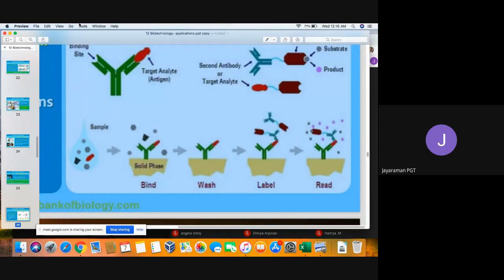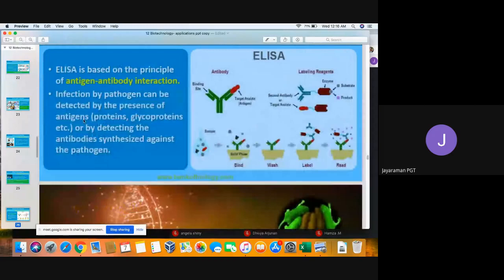Infection by a pathogen can be detected by the presence of antigens. That is the main concept. The concept is known as an antigen-antibody reaction. Proteins or glycoproteins or any other things are actually antigens. Antigens are protein or glycoprotein in nature. So by detecting the antibody synthesized against the pathogen, the presence of antigen can be detected.